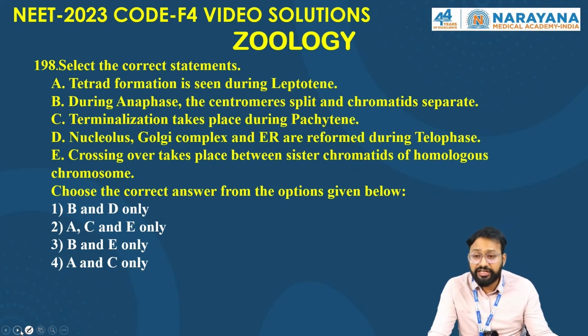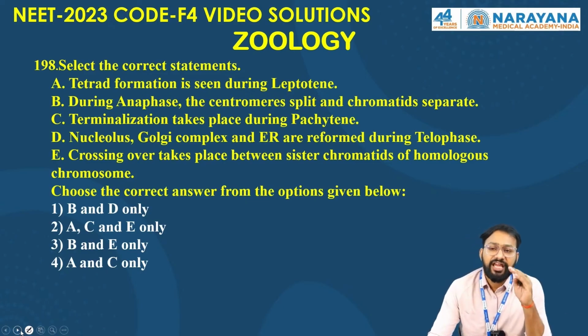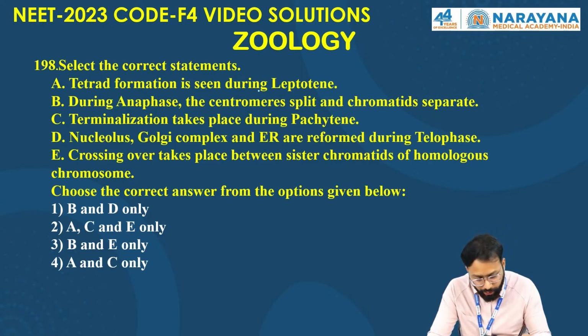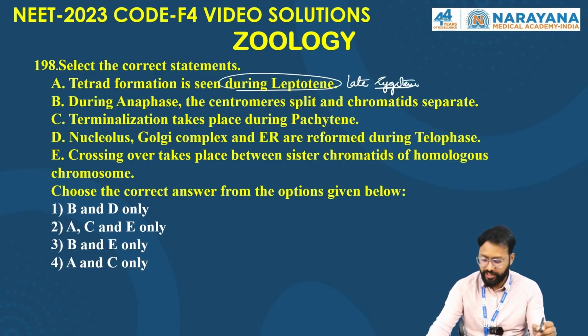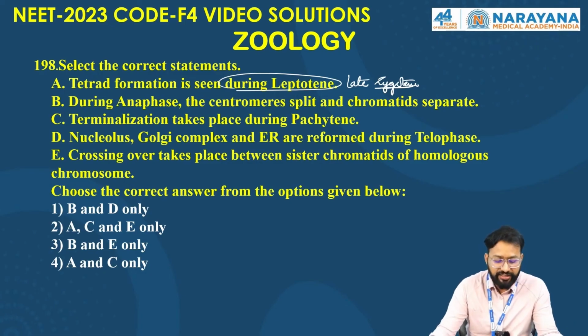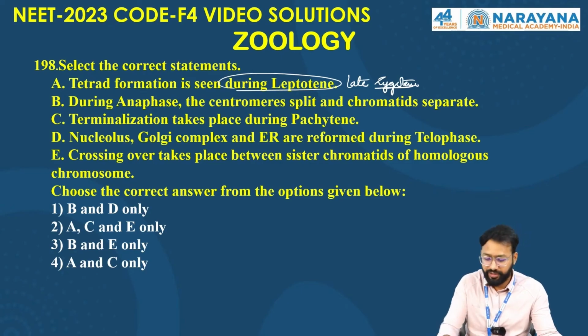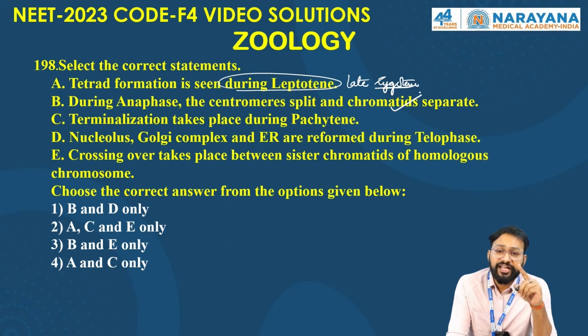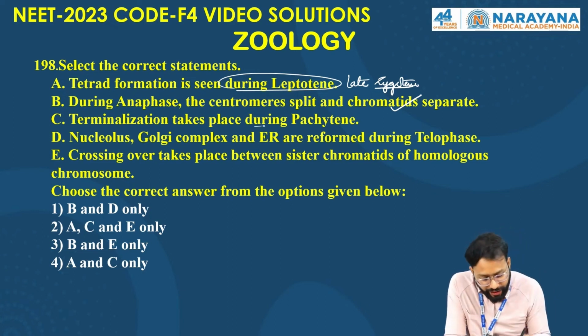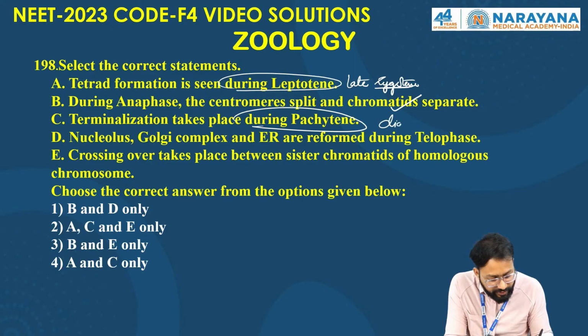Next, question number 198. It is again related to cell division. Select the correct statements. A, tetrad formation is seen during leptotene? No, not during leptotene, but late zygotene stage. During anaphase, the centromeres split and the chromatids separate, which is correct. Terminalization takes place during pachytene? Not during pachytene, rather diakinesis.